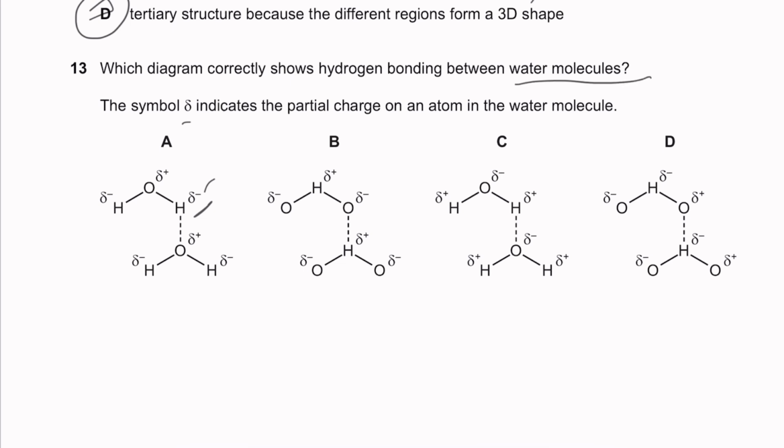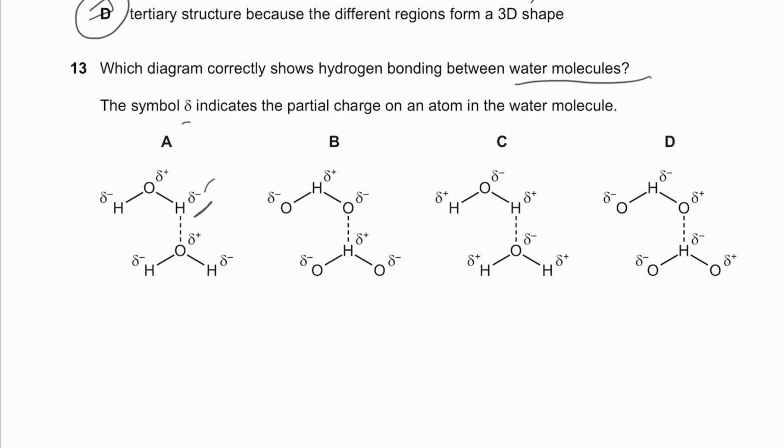Okay. This diagram correctly shows hydrogen bonding between the water molecules. The symbol delta indicates the partial charge of an atom in the water molecule. Okay, first off, in order to know how the hydrogen bond is formed, you have to know that it is hydrogen that carries the delta positive charge, and oxygen is what carries the delta negative charge, and that's because of the distribution of the electrons in the water molecule. Considering that oxygen has much more protons than hydrogen. Hydrogen has only 1 proton, however oxygen has 8.